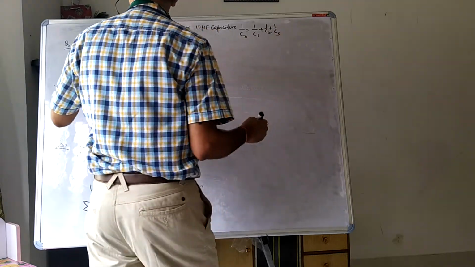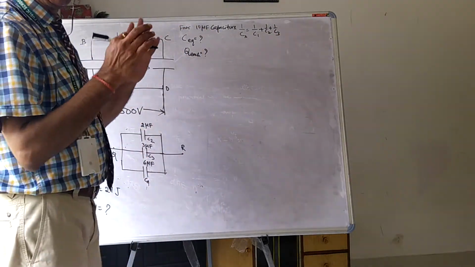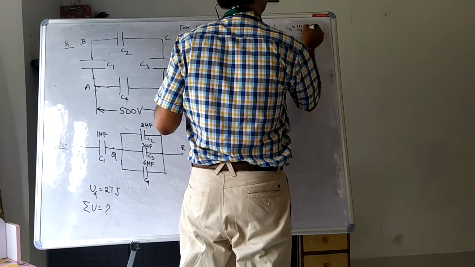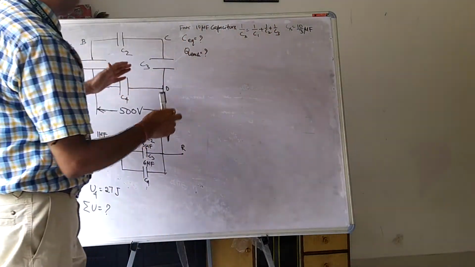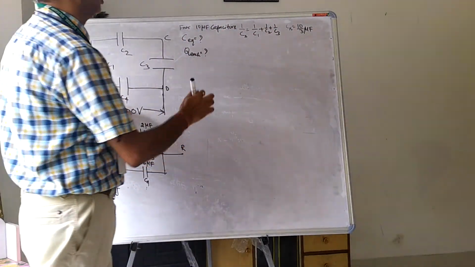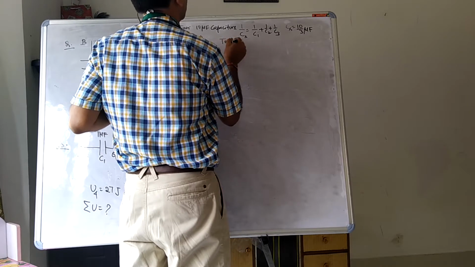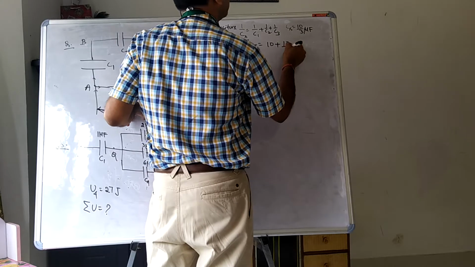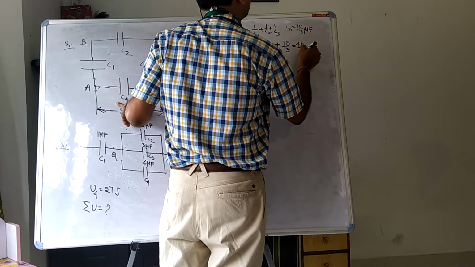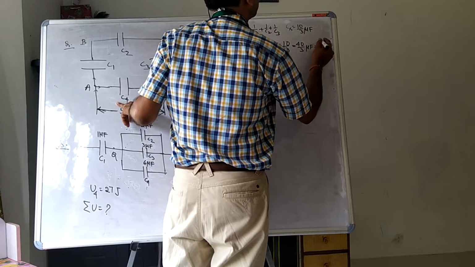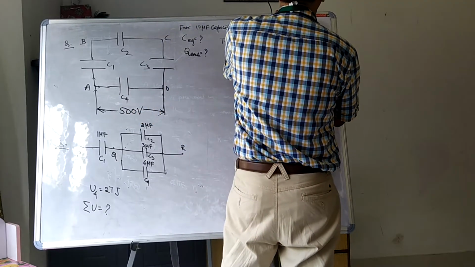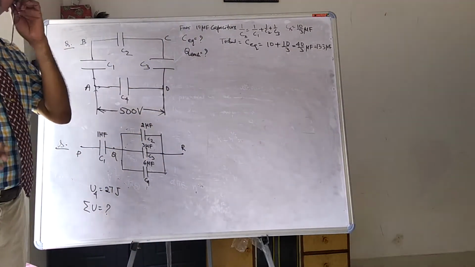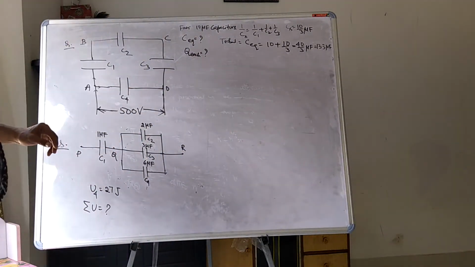So what is the answer? It will be 1 by 10 plus 1 by 10 plus 1 by 10, so 10 by 3. So CS equals 10 by 3 microfarad. Now 10 by 3 is in parallel with C4. So the total or C equivalent will be 10 plus 10 by 3. So that is 40 by 3 microfarad, or you can say 13.3 microfarad. Now the question is asking what is the charge on each plate or in each capacitor.